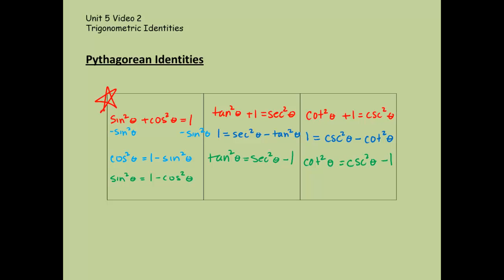So as I stated again and again, you really have to know sine squared of theta plus cosine squared of theta equals 1. That is the most important of all of the Pythagorean identities, because we can convert the other ones by using the rewrite as sine and cosine method. So once you have these memorized and really understood, then the rest of this portion of the unit should prove to be pretty straightforward.